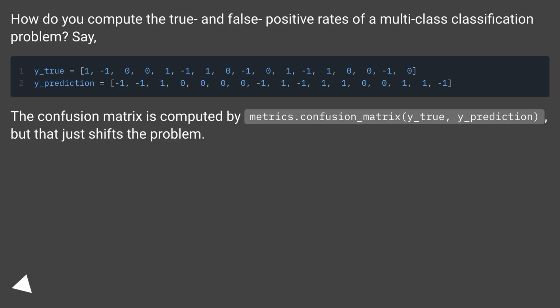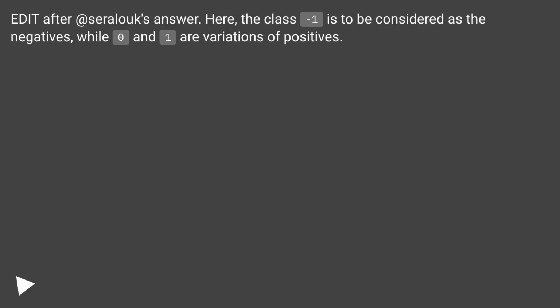The confusion matrix is computed by metrics.confusion_matrix(y_true, y_prediction), but that just shifts the problem. Here, the class -1 is to be considered as the negatives, while 0 and 1 are variations of positives.